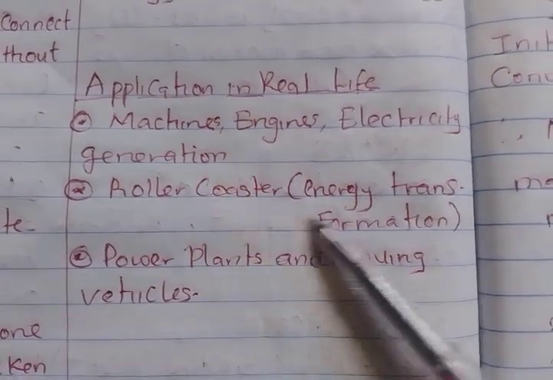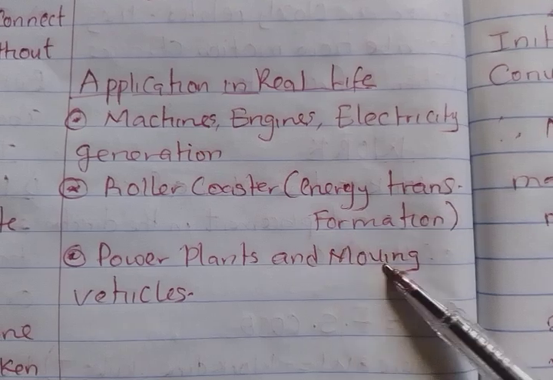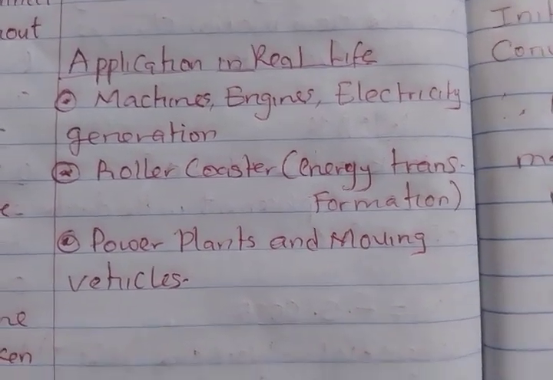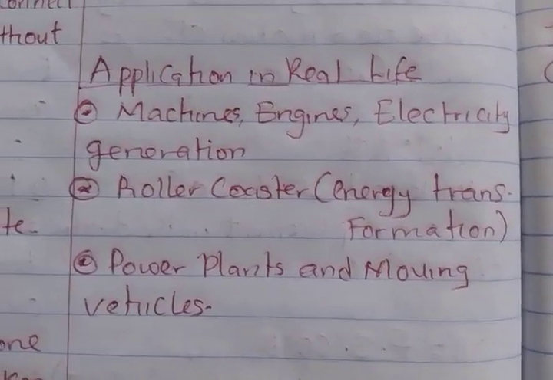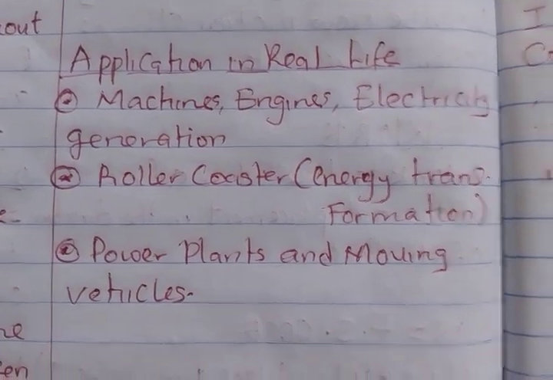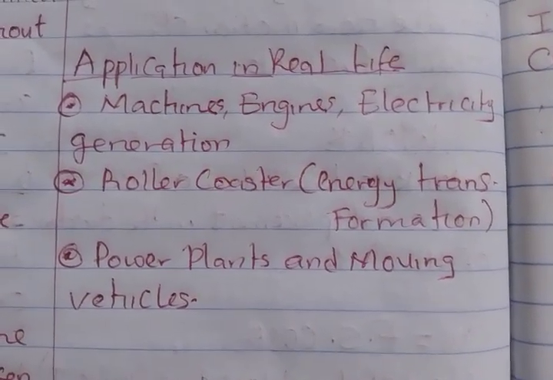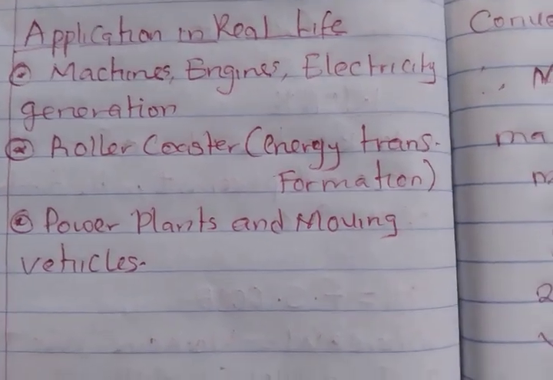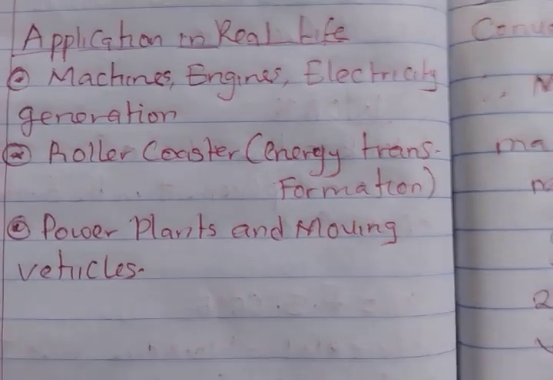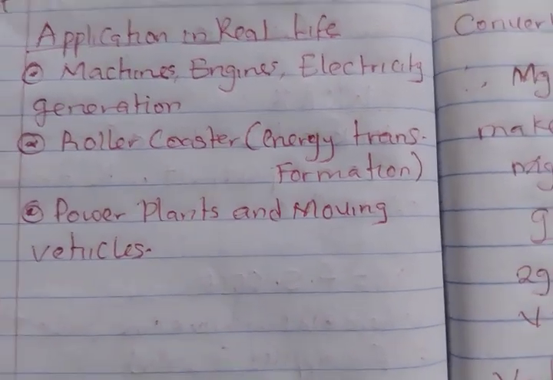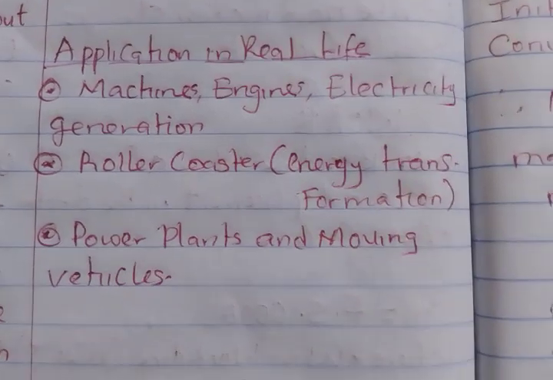We also have roller coasters with energy transformation, power plants, and moving vehicles. A moving vehicle converts chemical energy into mechanical energy, because the chemical energy comes from the fuel, petrol or diesel, depending on the type of engine you have. This and more is covered in engineering courses. Depending on the fuel used, the vehicle converts chemical energy into mechanical energy through the wheels.